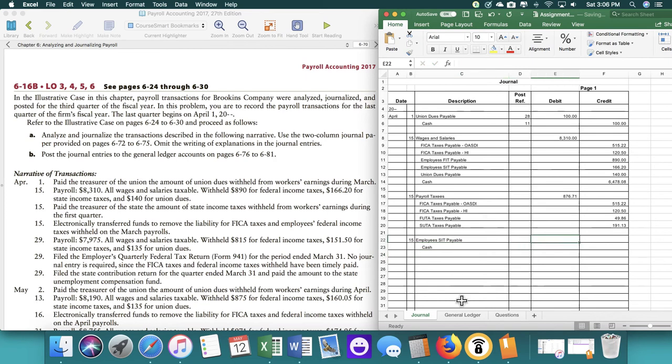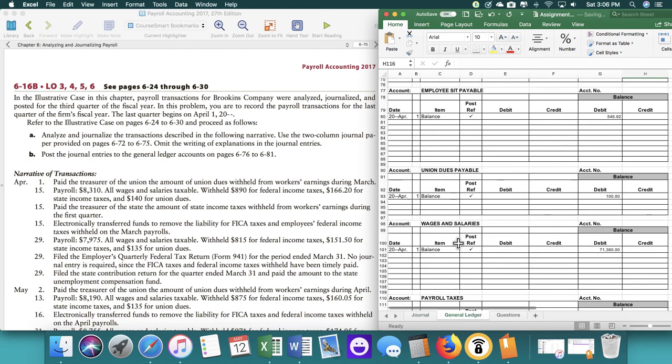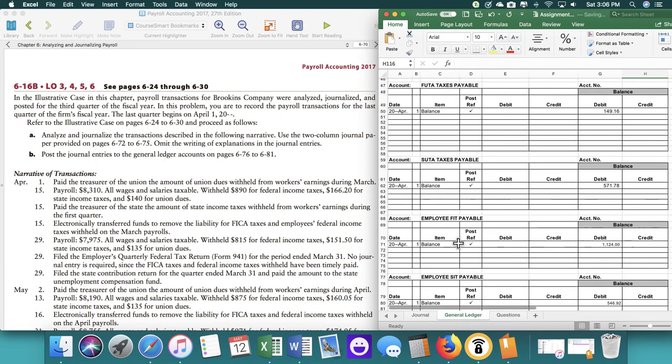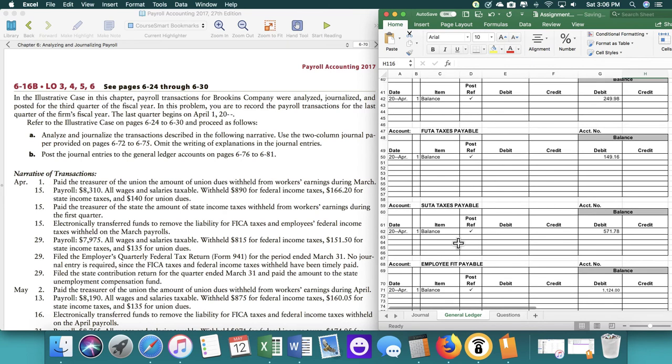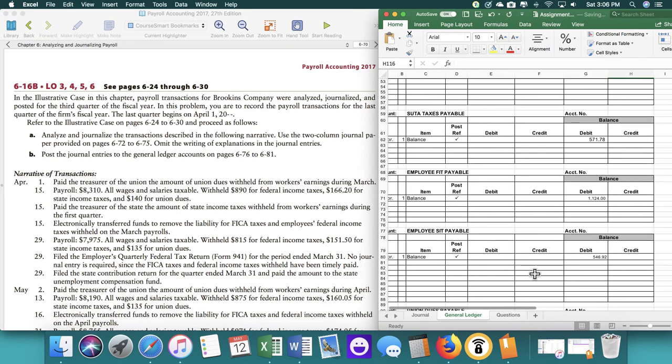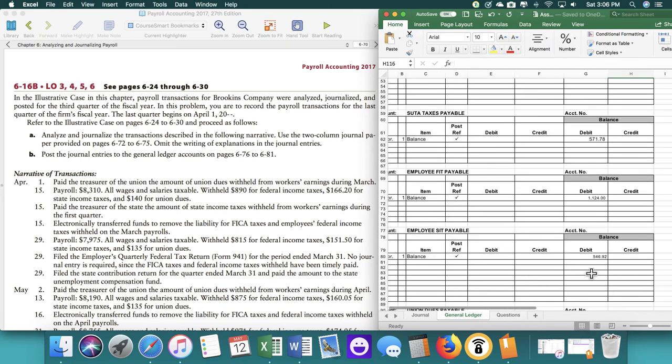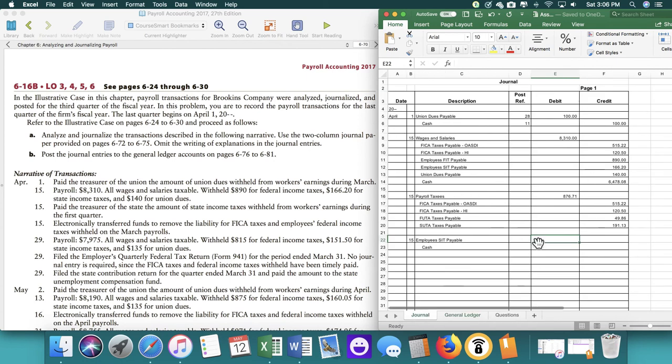And then, so to get the amount, we're going to look over on the general ledger for this first time. So employees SIT payable is $546.92. So that is the amount, $546.92. Okay, and so that's all for that transaction.